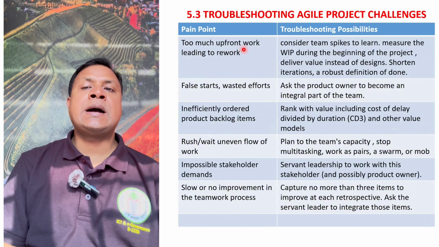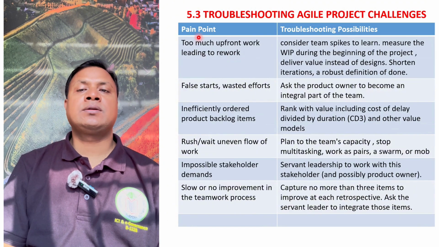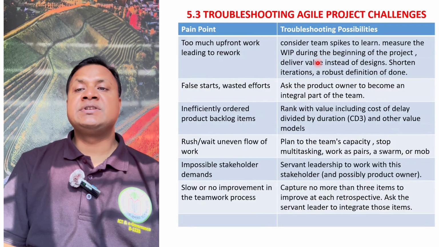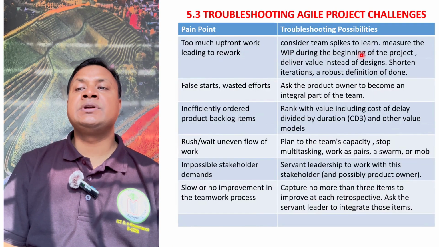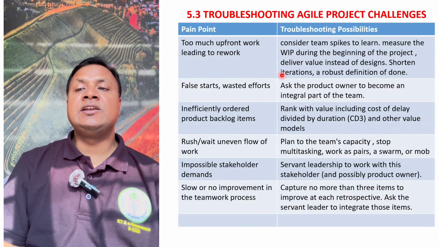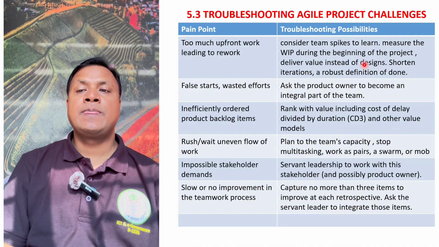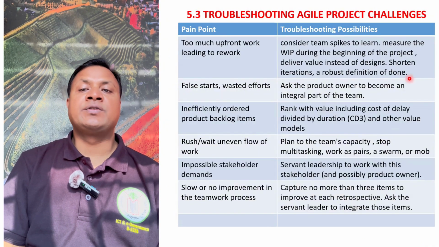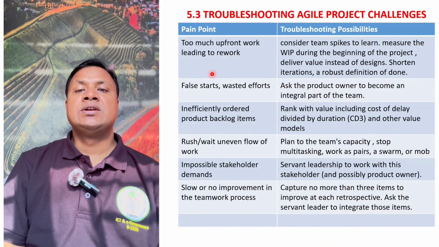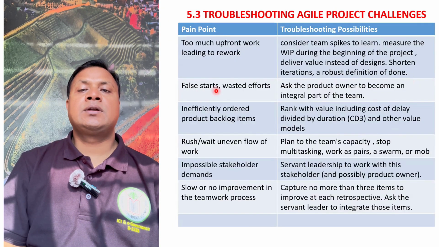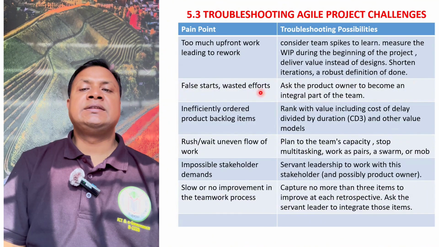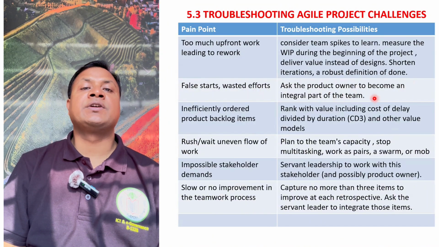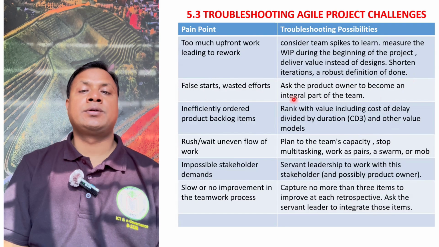If you face too much upfront work leading to rework, in that case, consider team spikes to learn. Measure the work in process during the beginning of the project and deliver value instead of designs. Shorten the iterations and a robust definition of done can help here. If you face false starts, wasted effort, in that case, ask the product owner to become an integral part of the team. That helps a lot.